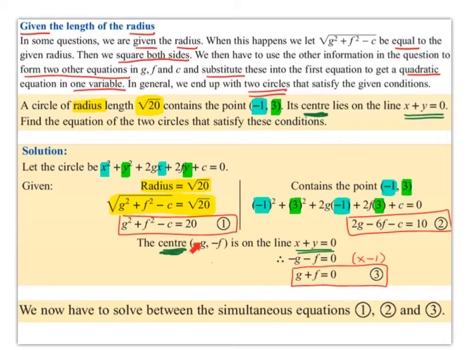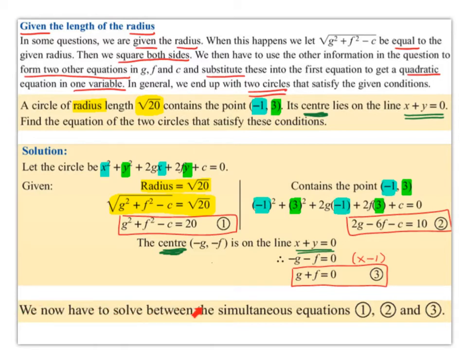The centre is (-g, -f), and this is on the line x plus y is equal to 0. So swapping the x for -g and the y for -f, we get -g minus f equals 0. Multiplying across by -1, we get g plus f is equal to 0. So this is equation 3.